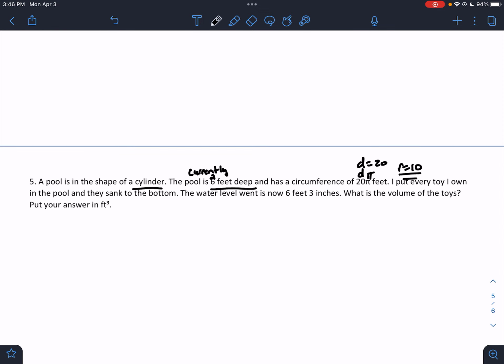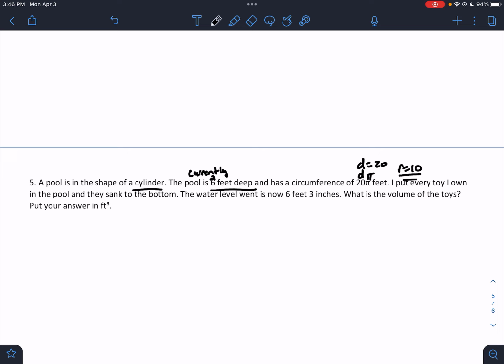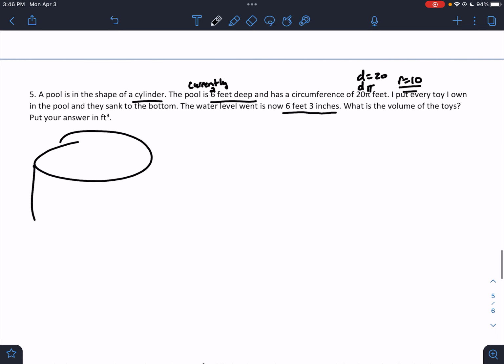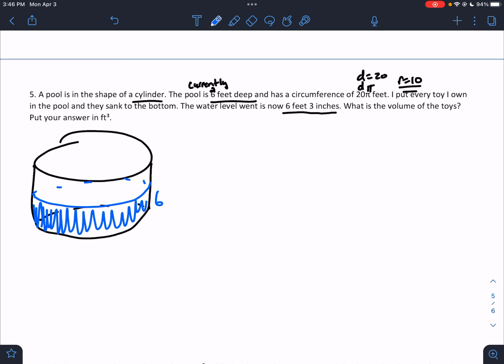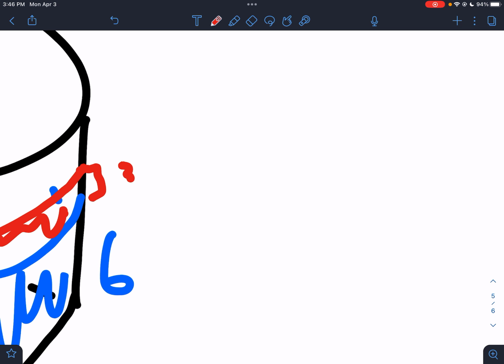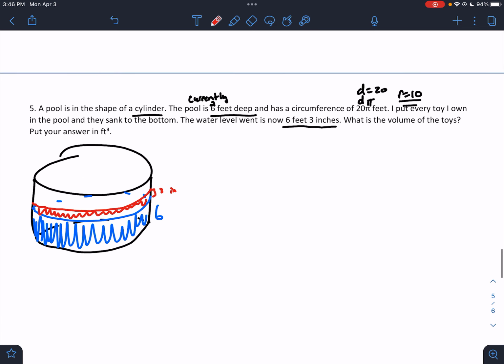I put every toy I own in the pool and they sank to the bottom. The water level is now 6 feet 3 inches. What is the volume of the toys? So you've got this pool. It's a cylinder. The water level is currently 6 feet deep. You put the toys in and that water level rises 3 inches. So we really only care about that. We only care about the 3 inches. That's it. We don't care about how much water was already there. We don't care about the 6 foot 3 inches.